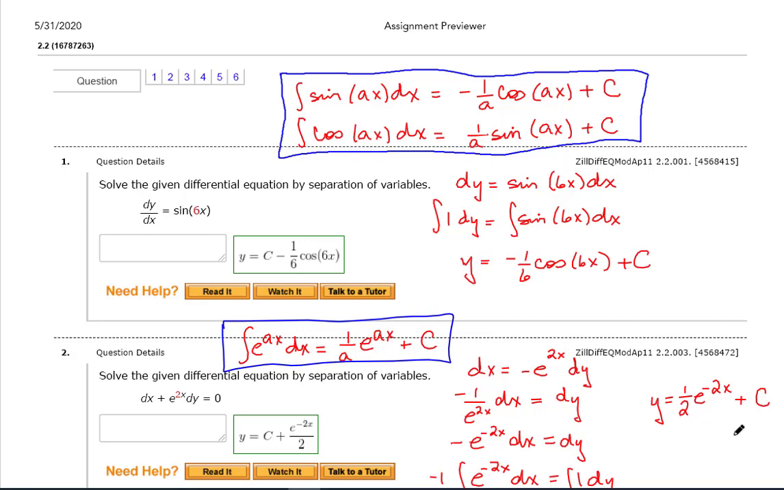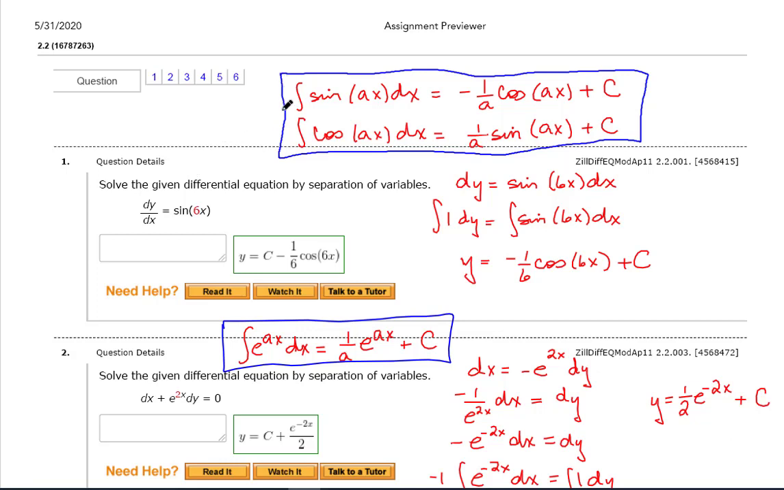Welcome to Math 2320, Section 2.2. In this particular section, we're looking at particular kinds of differential equations that can be solved by separation of variables.